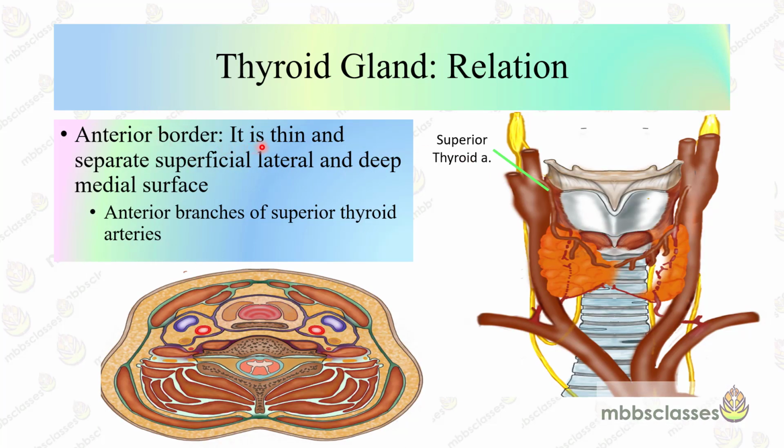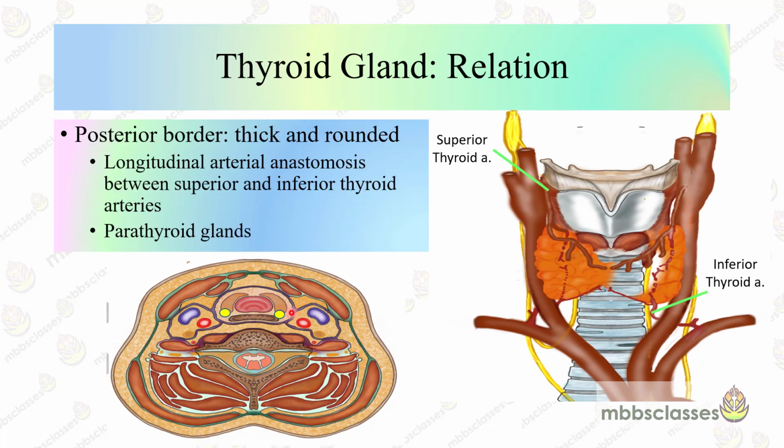The anterior border of the thyroid gland is thin. This is the anterior border. It is thin, narrow, and separates the superficial and medial surfaces of the thyroid gland. And this anterior border is related to the anterior branch of the superior thyroid artery. So this is the superior thyroid artery arising from the external carotid artery, and this anterior branch of the superior thyroid artery is related to the anterior border of the thyroid gland.